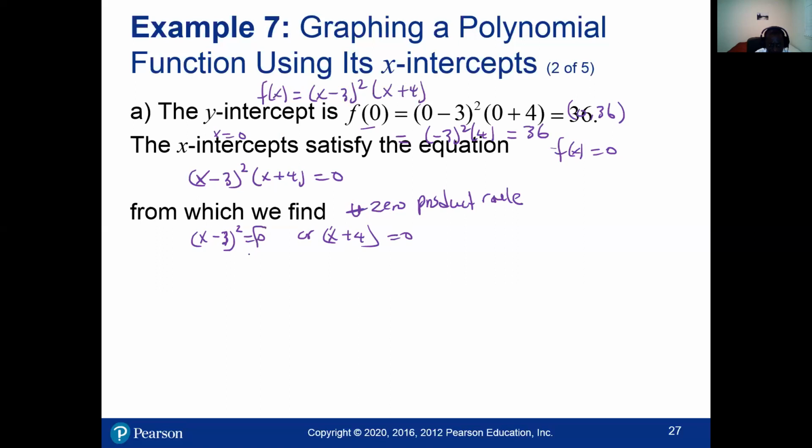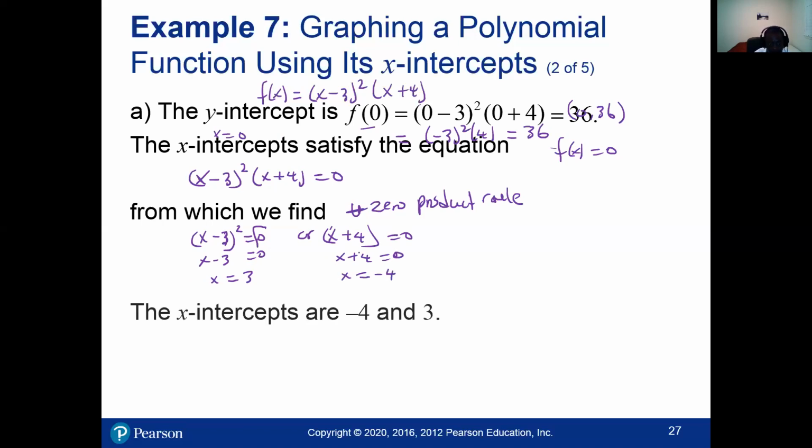The square root of 0 is 0. So you have x minus 3 equals 0, and that gives you x equals 3. And for this one, x plus 4 equals 0, which gives me x equals minus 4. So my x-intercepts are negative 4 and positive 3.